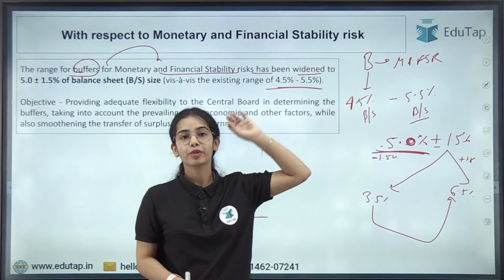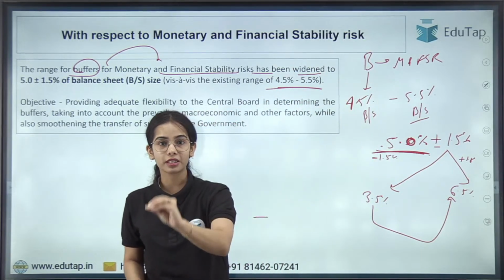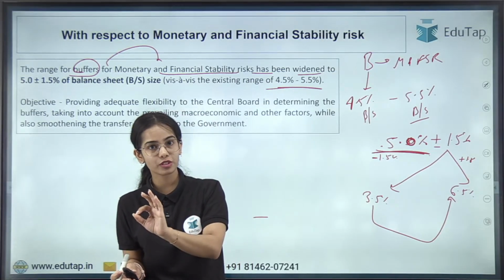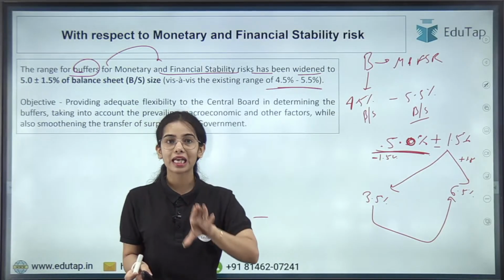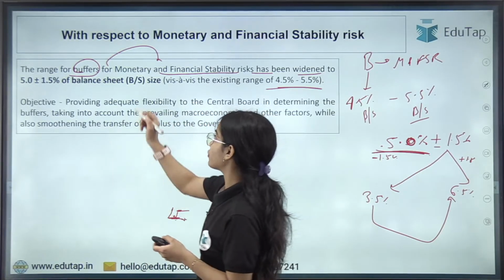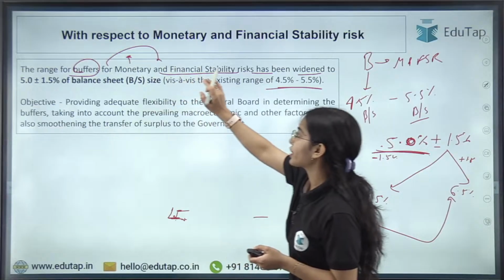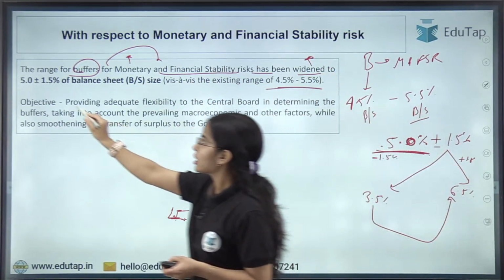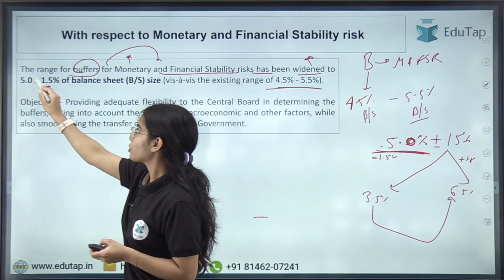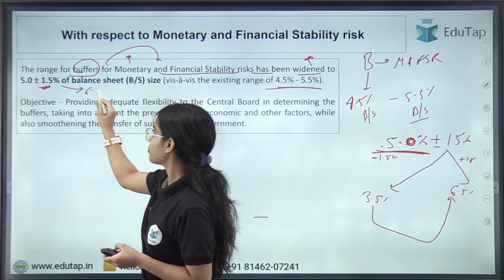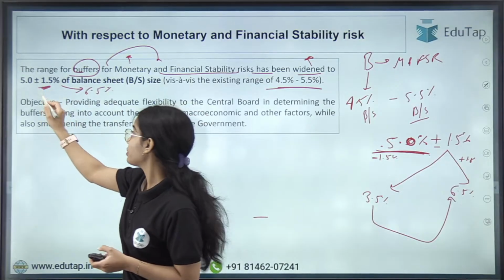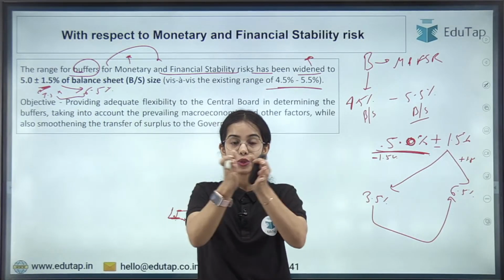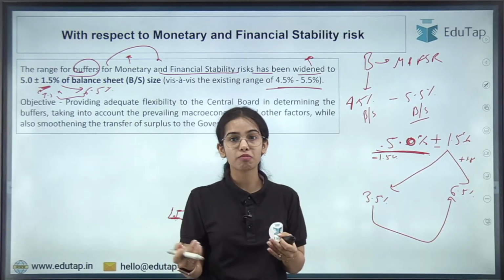So previously for the monetary and financial stability risk, the RBI could maintain buffers of 4.5% to 5.5% of the balance sheet of RBI. But now it has been said that the range for buffers for monetary and financial stability risk has been widened to 5.0% plus minus 1.5%. So plus 1.5% will be 6.5%, minus 1.5% will be 3.5%. So you can see that there is huge flexibility provided to the Reserve Bank of India.